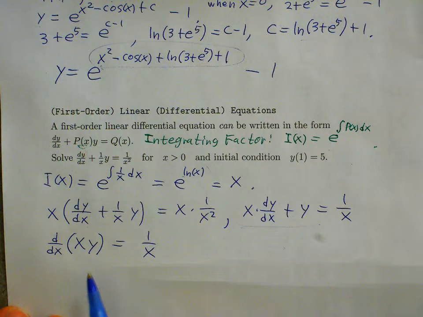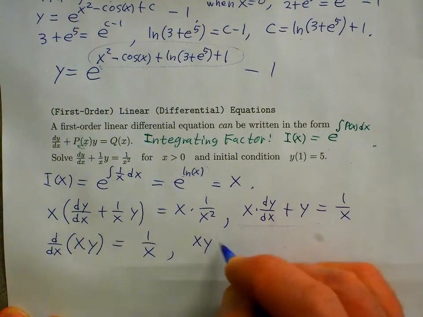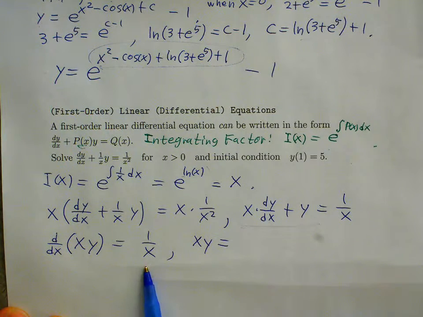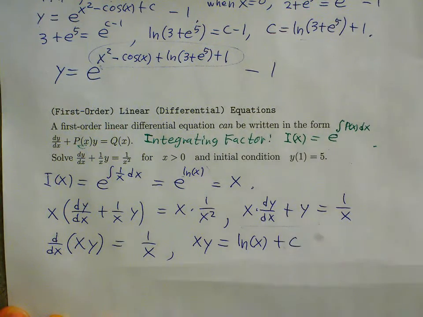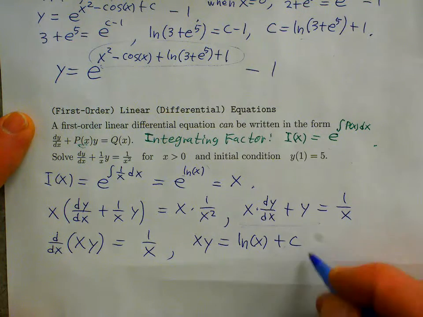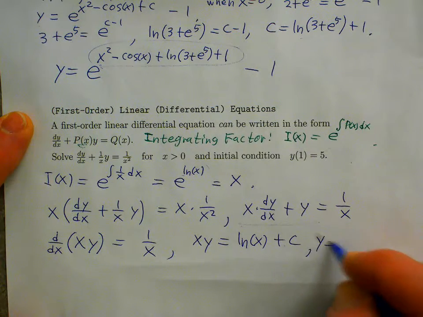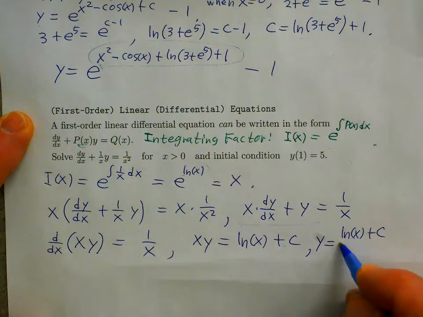Okay, the goal is to solve for y. So now we integrate both sides. The left-hand side is the derivative of x times y with respect to x, so when we integrate that, we just get x times y. And then we integrate the right-hand side and we get the natural log of x plus a constant. And then divide both sides by x. So we get y equals the natural log of x plus c, all divided by x.